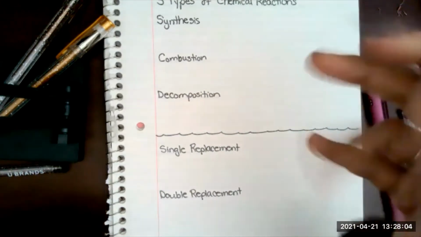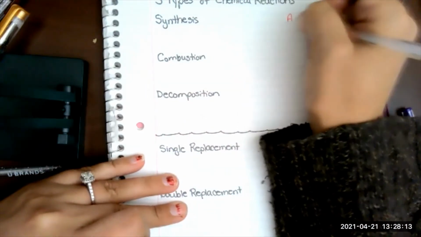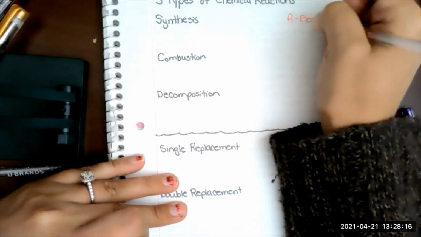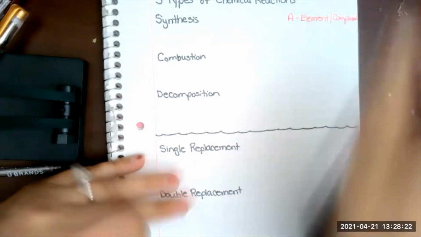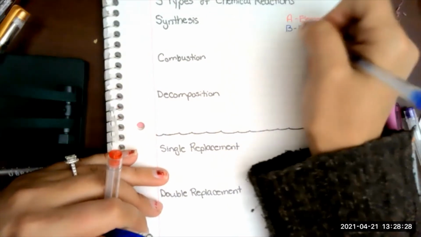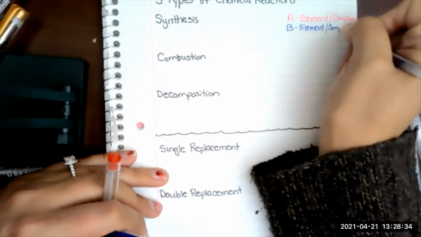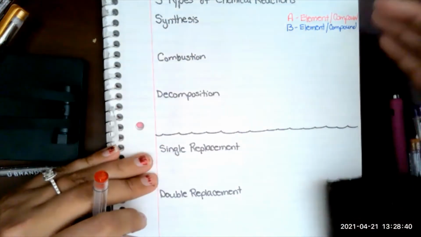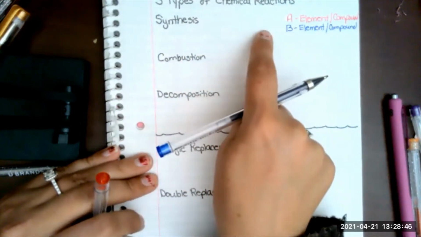So for the 5 types of chemical reactions, the first 3 we're going to talk about are synthesis, combustion, decomposition. And for these formulas, A is going to be an element or compound, and B is going to be an element or compound. So we'll be talking about these, but please note that for synthesis, combustion, decomposition, A is an element or compound, and B is an element or compound.